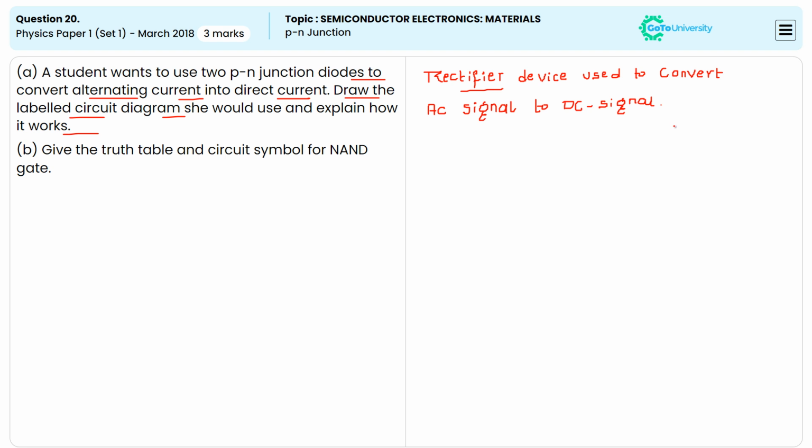Okay, let me draw the diagram of the two PN junctions with the two coils. This is the first primary coil. And this is the secondary coil.